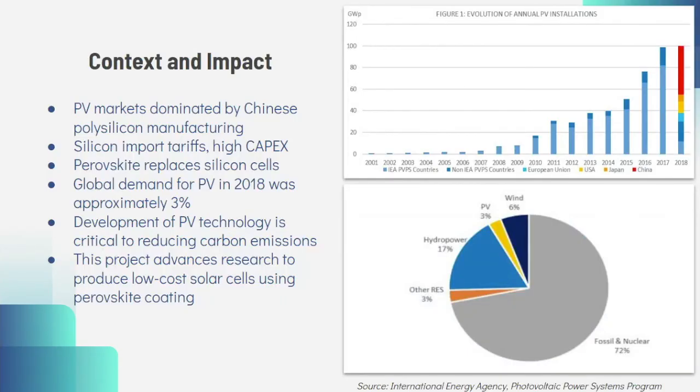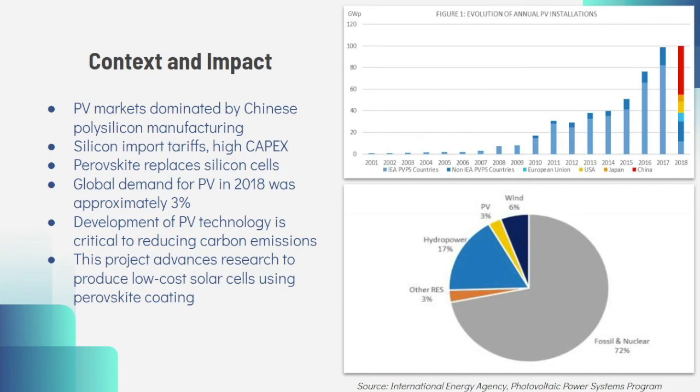Context and impact. Currently, photovoltaic module markets are dominated by Chinese manufacturers of polysilicon technologies. Between 2010 and 2017, the production of polysilicon in the U.S. fell from 29.1 to 11.3% of the global total, while China currently produces over 70%. As a result, PV market growth is constrained within the U.S. and expanding in China. Shown in the figure is the global PV markets in terms of installations.